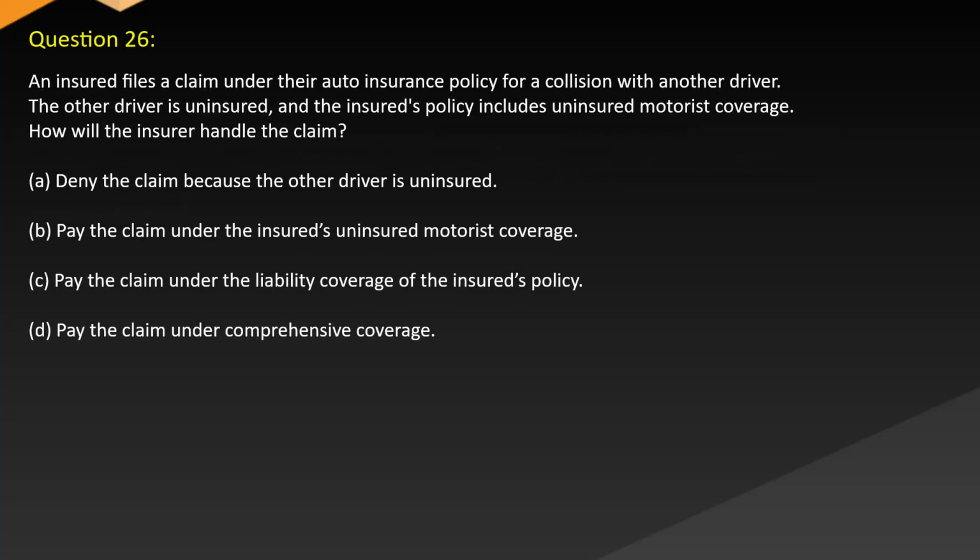Question 26. An insured files a claim under their auto insurance policy for a collision with another driver. The other driver is uninsured and the insured's policy includes uninsured motorist coverage. How will the insurer handle the claim? A. Deny the claim because the other driver is uninsured. B. Pay the claim under the insured's uninsured motorist coverage. C. Pay the claim under the liability coverage of the insured's policy. D. Pay the claim under comprehensive coverage.